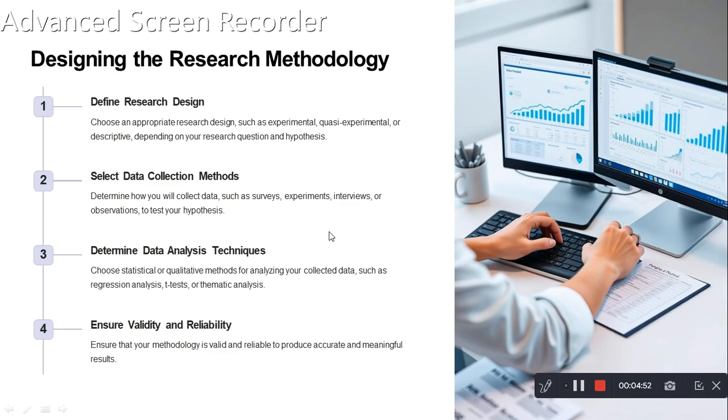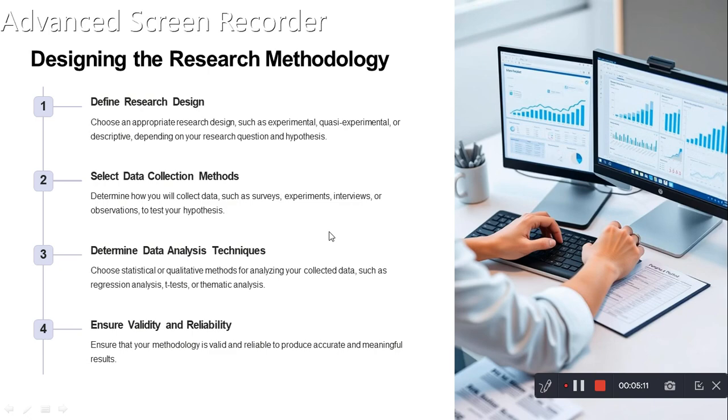Determine the data analysis techniques. In what way is your data suitable to evaluate our method? That we should mention in the research paper. Okay, so ensure the validity and reliability.